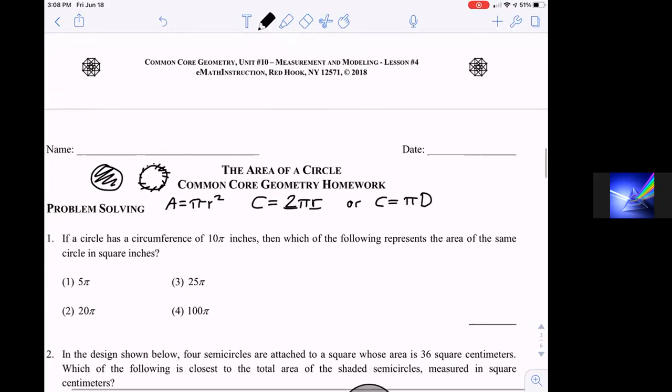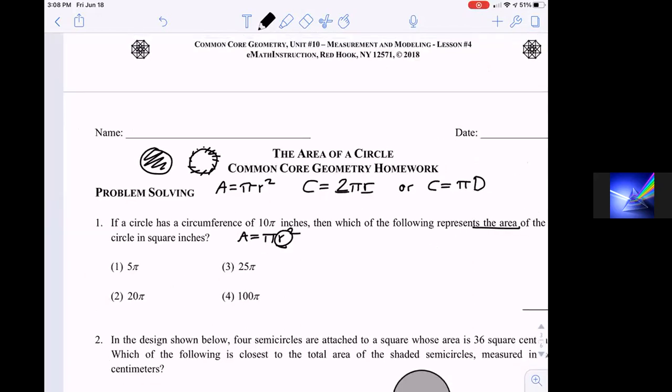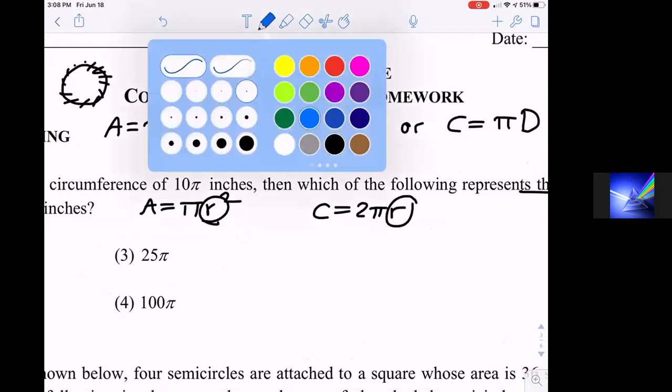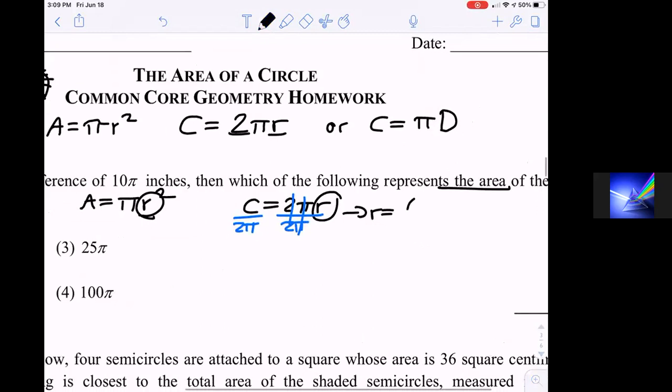Now in this problem, to calculate the area equals pi times the radius squared, we need the radius, so we should use the circumference equation that has the radius in it. So circumference equals 2 pi times the radius. Solve for the radius by dividing both sides of the equation by 2 pi. The radius would be the circumference of 10 pi over 2 pi. You can see the pi's cancel, leaving you with a radius of 5 inches.